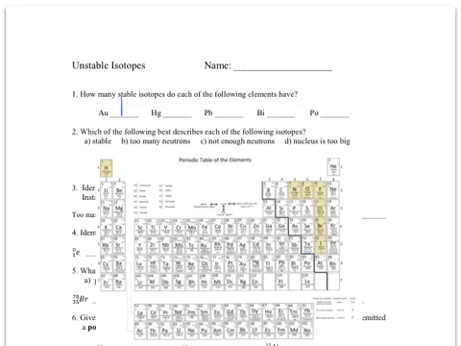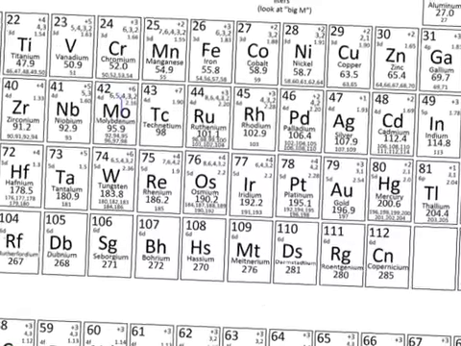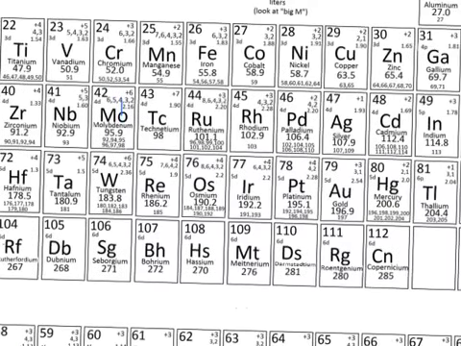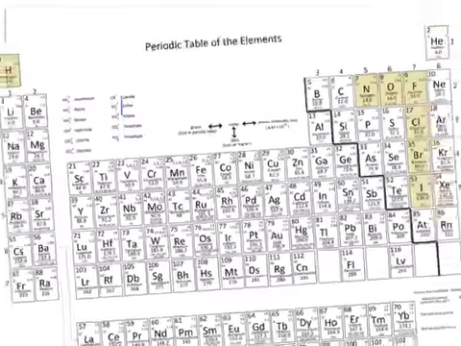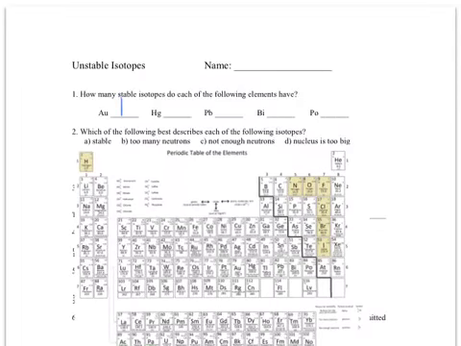Let's look at mercury, and then I'll let you figure it out on your own. So for mercury, which is Hg, let's see, I have 1, 2, 3, 4, 5, 6, 7 stable isotopes of mercury. So for Hg, the answer is going to be 7. And you can figure out the rest of them. They go the same way.